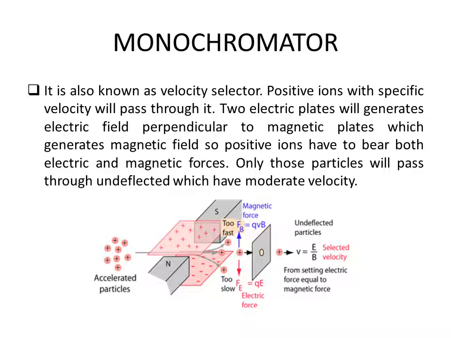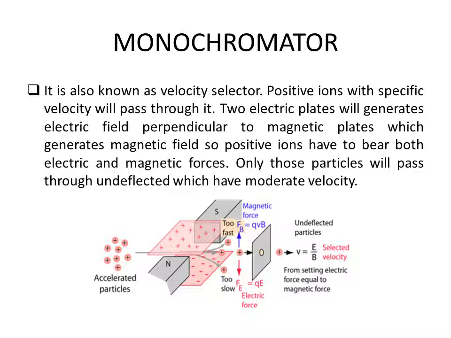Now the next part of the mass spectrometer is the monochromator. It is also known as the velocity selector because the ions which have moderate velocity will pass through it, while all other ions which do not have moderate velocity will get stuck. Now the positive ions with specific velocity will pass through it.